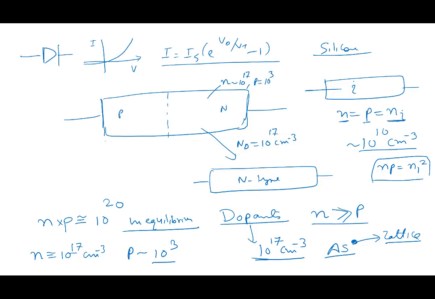In the P-type, we do the opposite. We add what I call acceptors, and let's say I add acceptors equal to 10 to the power 17. What they do is they create holes equal to the number of acceptors, which is 10 to the power 17, and the number of electrons will now become 10 to the power 3.